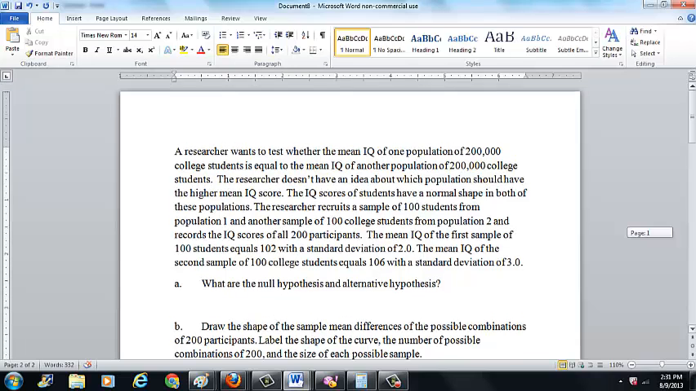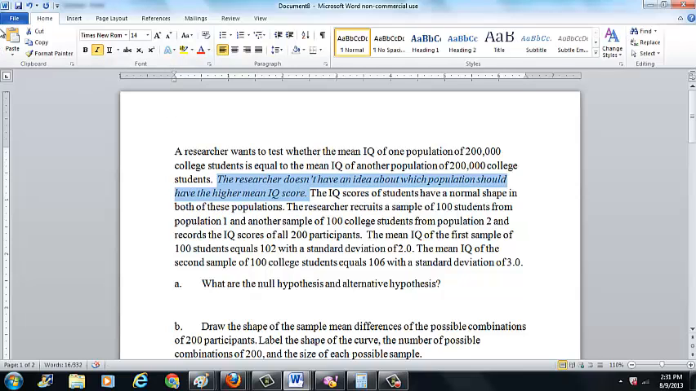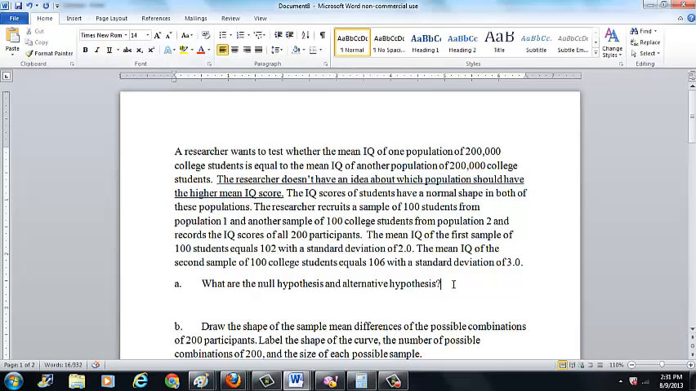This is another version of that same question. This time it just says the researcher doesn't have an idea about which population should have the higher mean IQ score. That tells us what our alternative hypothesis is going to be.